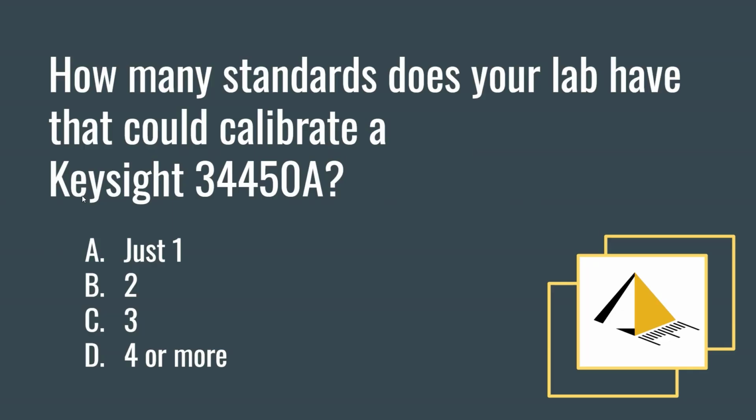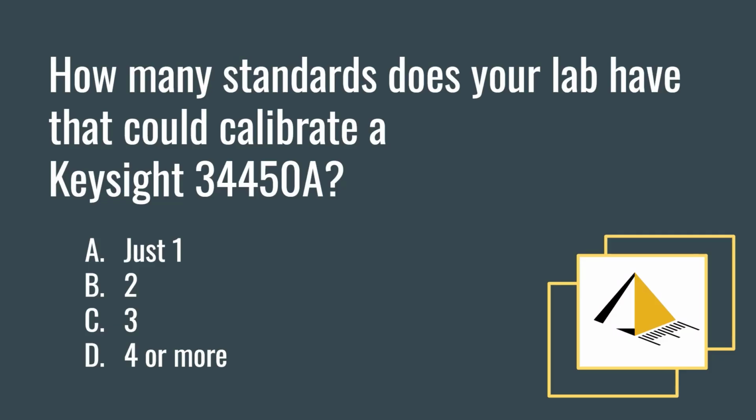I'm starting off with some questions and answers, and you can put them in the chat. I'll look at the chat and keep track of the answers. The question is: if you had to calibrate a 34450 in your calibration lab, and it's a 5.5 digit meter, how many standards in your calibration lab would you have, or do you have, that could do that work? You can pop those in the chat or say them out loud if you want to.